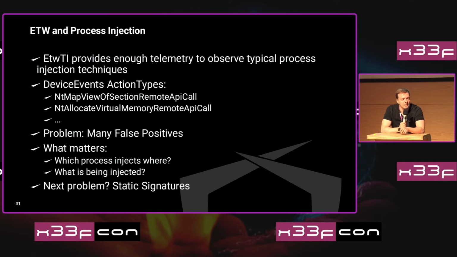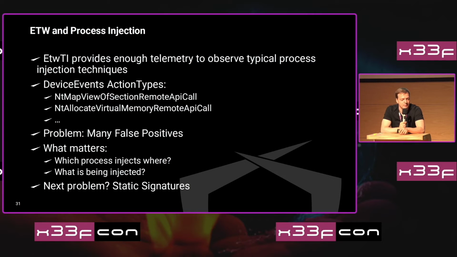So it should provide enough telemetry in order to observe typical process injection techniques, and there are a bunch of device event action types you can use. I tried to write rules for this for a client, for a very big client in a purple teaming assessment. And yeah, you can see the process injection. It's just that these API calls are so often used in a legitimate context that it's almost impossible to write a working detection rule for this without having any false positives.